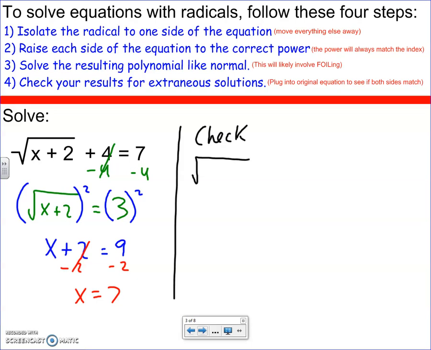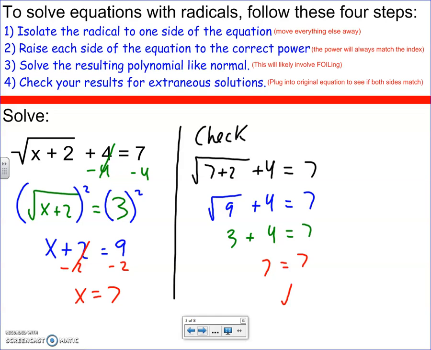Square root, I'm putting 7 for x. 7 plus 2, plus 4 is supposed to equal 7. I work on the inside. 7 plus 2 is 9. Plus 4, again, supposed to equal 7. Square root of 9, you should know it's 3. Plus 4 is supposed to equal 7. And those combined get 7 equals 7. That's true, that's a match. So my answer is x equals 7.